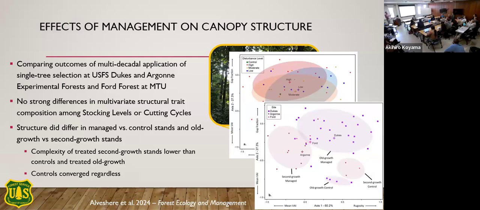So basically what happened was in those second growth stands, we're limiting their ability to become complex by applying single tree selection. Whereas if you allowed those second growth stands to just grow since the 1950s, they converged with the old growth forests, which is not something a manager who's trying to fight back against preservationism is going to want to hear. But obviously there's other benefits to managing forests, right? But this is one thing that we found, that allowing those forests just to grow, they did converge toward the old growth forest condition in terms of canopy complexity at least.